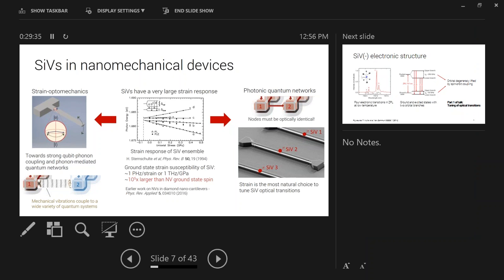But on the other hand, mechanical vibrations couple to a wide variety of quantum systems. So the community right now thinks that phonons are the way to get dissimilar quantum systems to talk to each other, so you can exploit their individual advantages. So these guys have an optical response, but say these guys are really good for doing information processing. And phonons are a way to connect them.